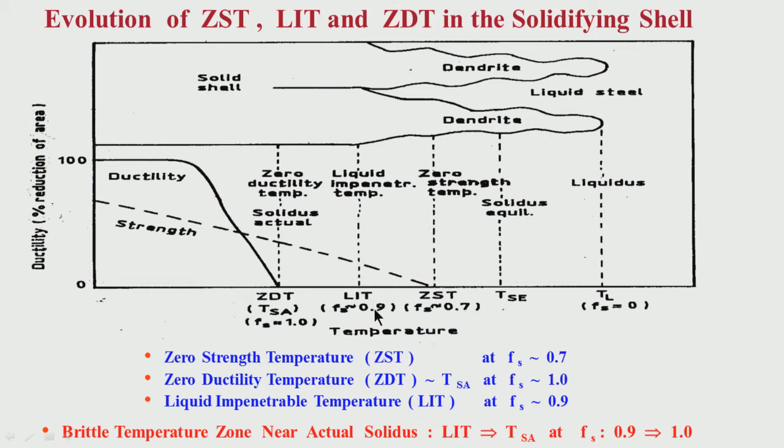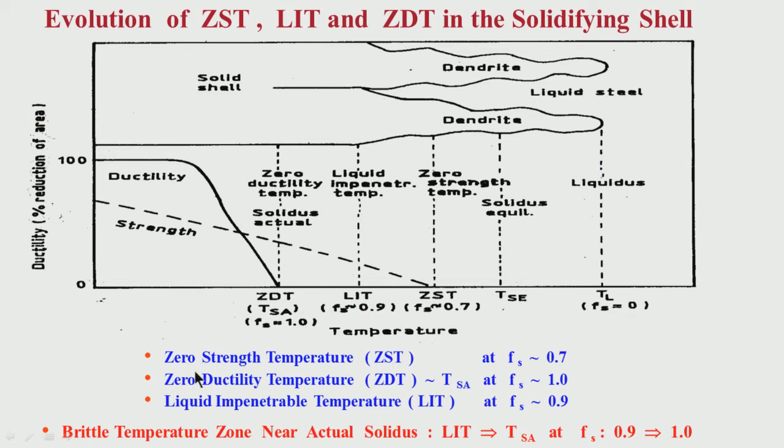That means the temperature between 90% solid fraction to 100% solid fraction, this particular region here, because there is no ductility but there is strength. So if there is a crack formation due to some external strain, the liquid steel cannot penetrate and heal up, so the cracks will remain. So this temperature zone is called the brittle temperature zone or region near solidus, actual solidus. Please try to remember, this is one of the important regions during solidification, because this is prone to formation of crack. So this region towards the end of the solidification is very prone to formation of solidification crack. So we have to be very careful about that.